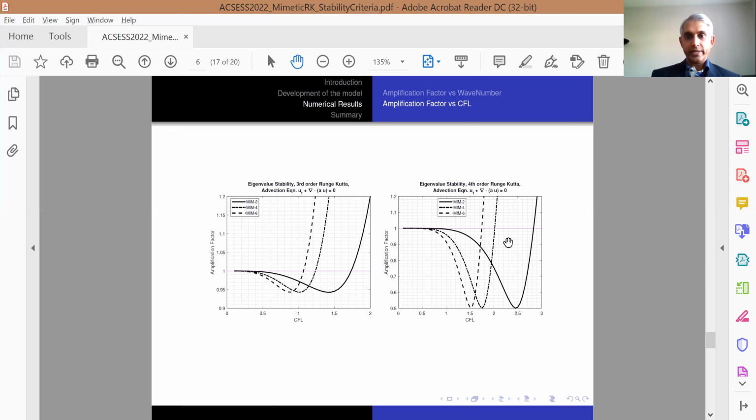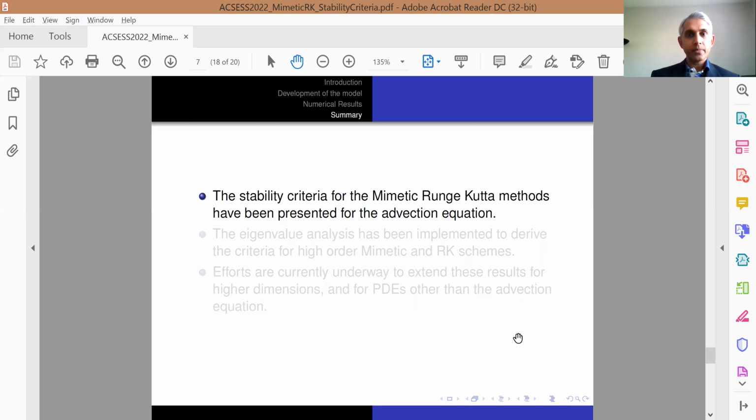The plot on the right is a similar plot for amplification factor versus the CFL condition, except that in this case, it has been plotted for a fourth order Runge Kutta scheme with a second order, fourth order, and a sixth order mimetic scheme. It can be concluded based on these plots that both the time integration order and the spatial mimetic order matter in terms of the CFL stability criteria.